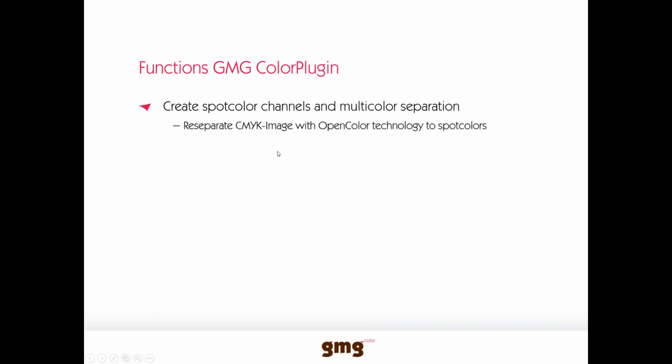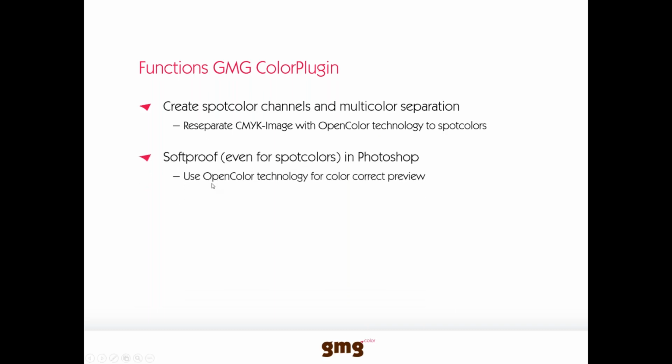So we brought out the GMG color plugin to make this way of working much simpler, and of course much more color trustworthy. Because with the GMG color plugin we can create spot color channels directly in Photoshop and do a multicolor separation. And a special thing is we re-separate the CMYK images with our OpenColor technology in the background. So in OpenColor, we can measure and bring in all the information from our printing process to separate the images from the agency, CMYK, ISO coated, whatever else, into our special printing condition with spot colors.